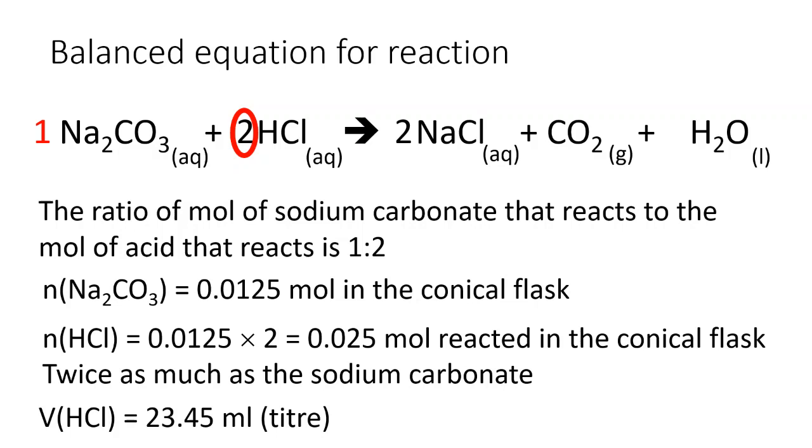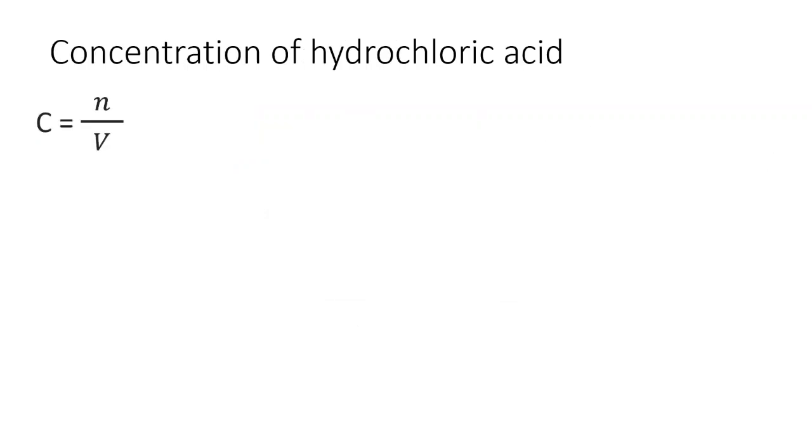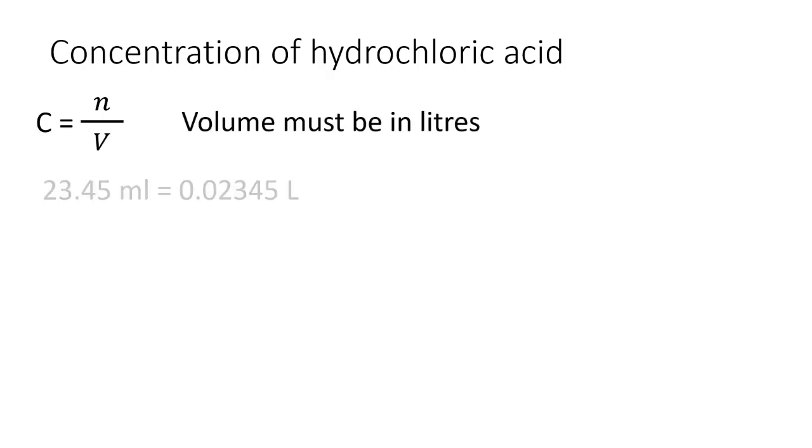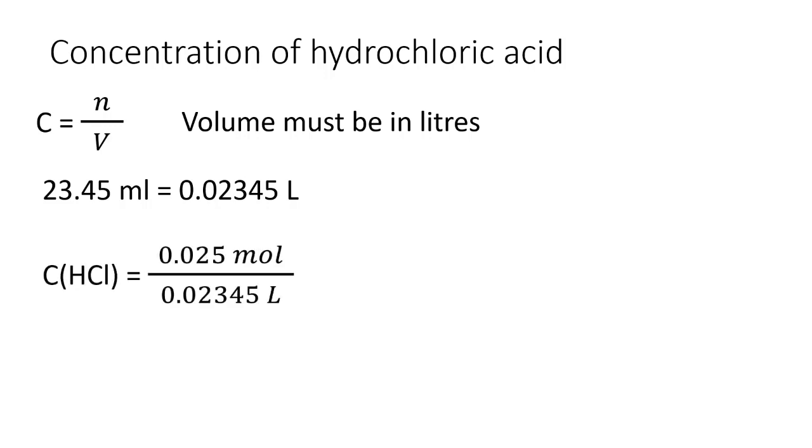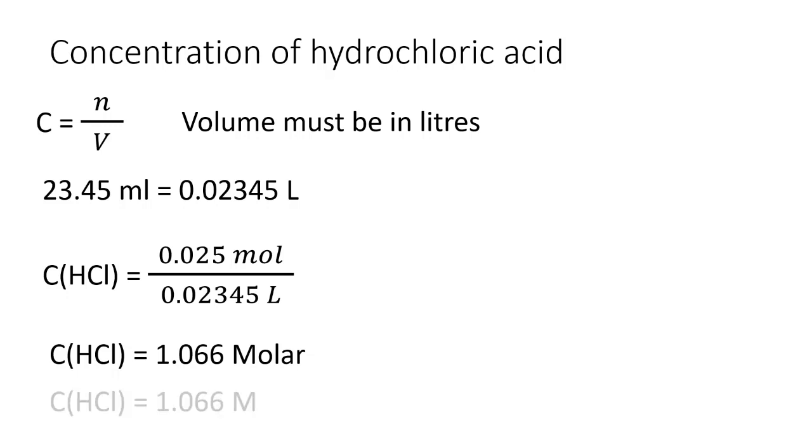Now, we noted the volume of hydrochloric acid used. The titre was 23.45 millilitres. That's the formula to work out the concentration, number of mole over volume. And the volume must be in litres. So I convert the millilitres to litres, dividing by 1,000. And now I'll work out the concentration, that total number of mole divided by the volume in litres. And I get 1.066.